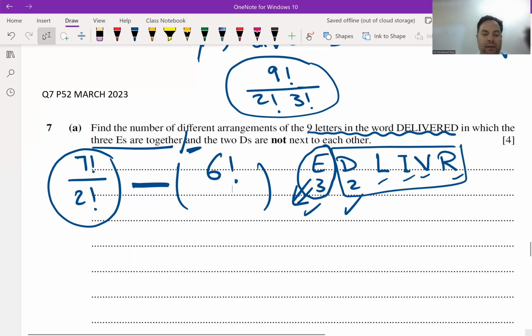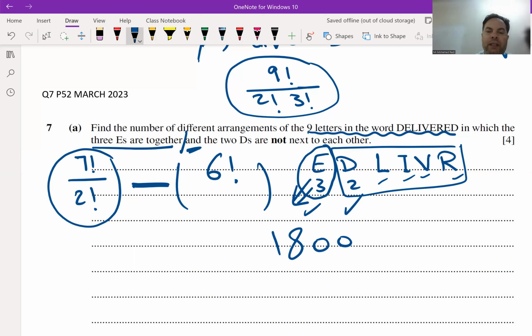Then find your answer simplified, it will be 101,800. Again, 9 different letters will be 9 factorial. 9 letters with 2 repeated and 3 repeated will be 9 factorial divided by 2 factorial times 3 factorial. But with the E's together combined as 1 letter, we have 7 factorial divided by 2 factorial. To get all the cases where the E's are together and the D's are not next to each other, you can subtract all the cases where the E's are together and the D's are together, to get all the cases where the E's are together and the D's are not together. This is the final answer of part A.